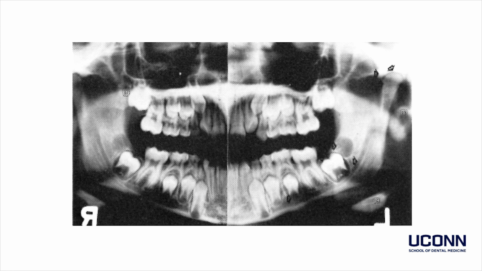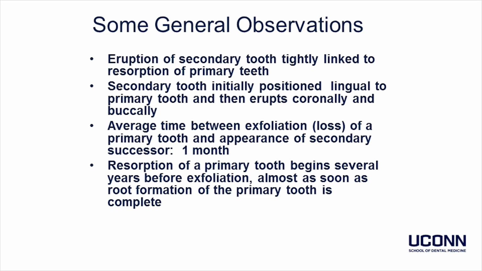Almost as soon as the primary tooth has fully erupted and root formation is complete, the process of root resorption of the primary tooth begins, triggered by eruptive signals from the underlying or secondary tooth germ. The secondary tooth germ erupts typically apical to the primary tooth, or in the case of the anterior teeth, slightly lingual to the primary teeth. The time between exfoliation of the primary tooth and the eruption of the secondary successor is typically 1 month.